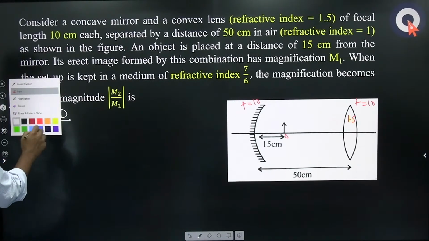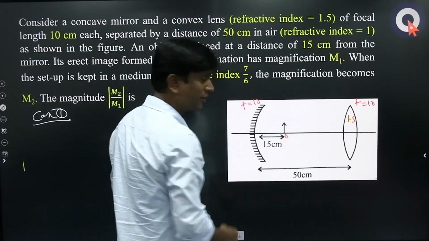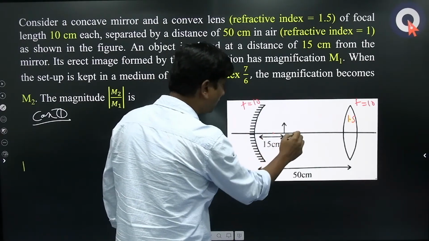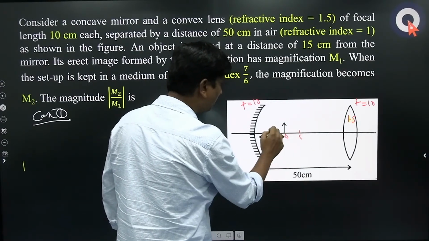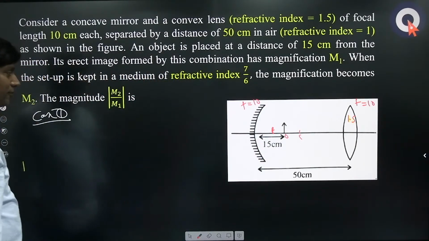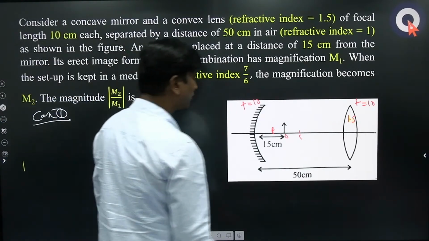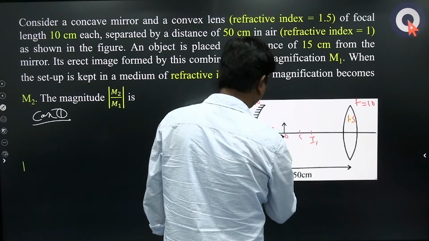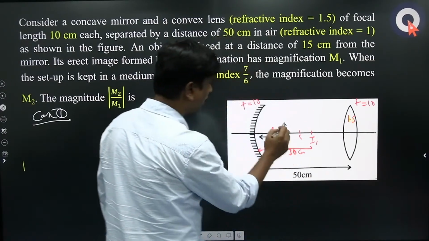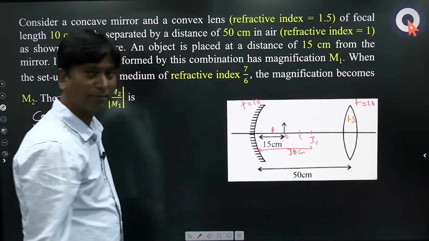Very simple. What you will do? First, concave mirror, object 15 centimeters. Already I told you 15 is exactly the midpoint of F and C for the mirror, correct? So you will get the image which is double of this, right? Because focal length is double of this, beyond C you will get the first image like this. So here to here it will be 30, mirror formula. First image, object distance 15 from the mirror, image is here, so first image 30.